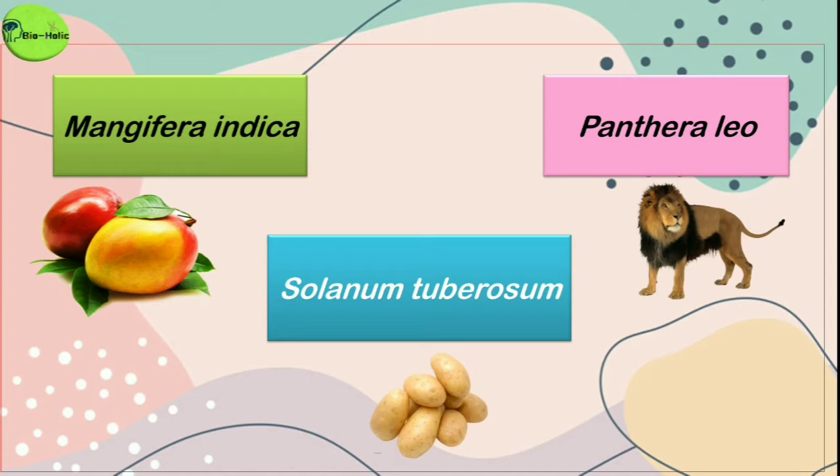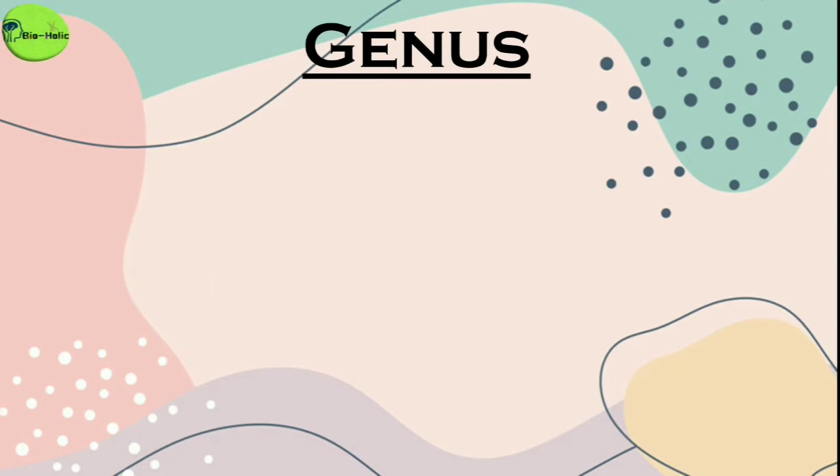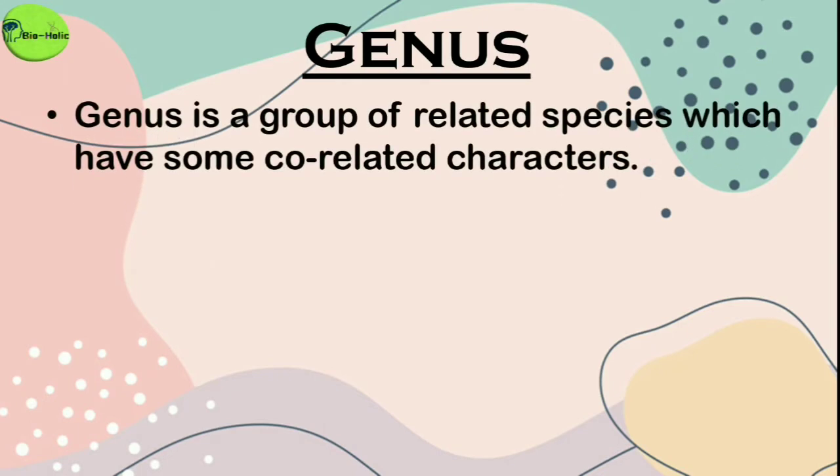Here I have put 3 scientific names of mango, potato and lion. All the 3 names, indica, tuberosum and leo, represent the specific epithets, while the first words, Mangifera, Solanum and Panthera, are another higher level of taxon, which is also known as genera. Okay? So, what is genus? Genus is a group of related species which have some correlated characters. Okay?